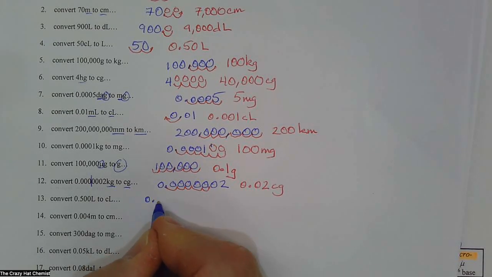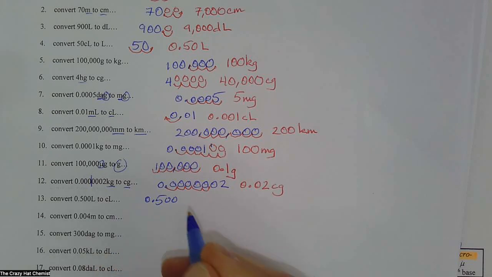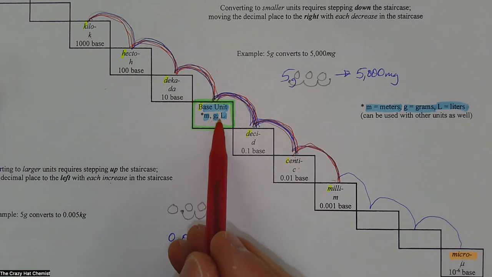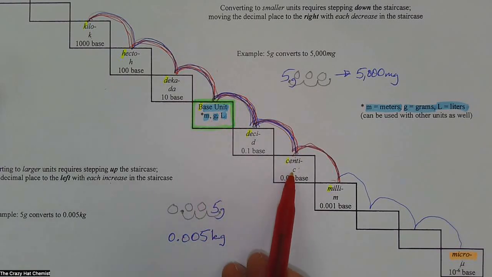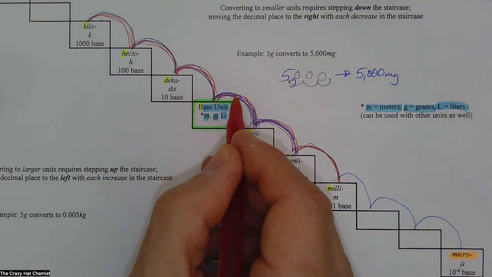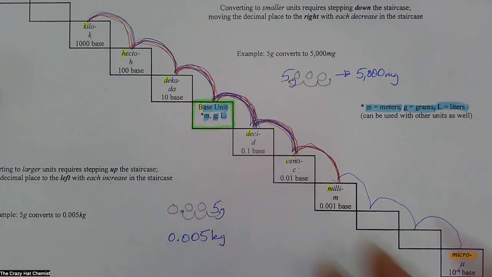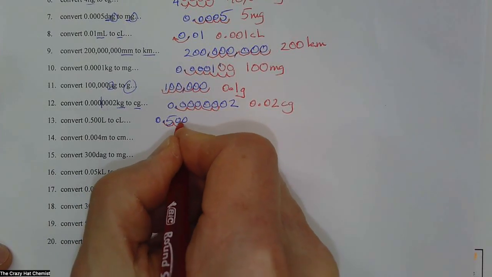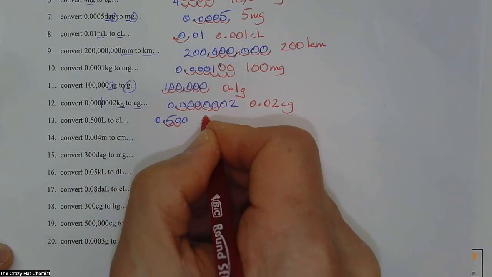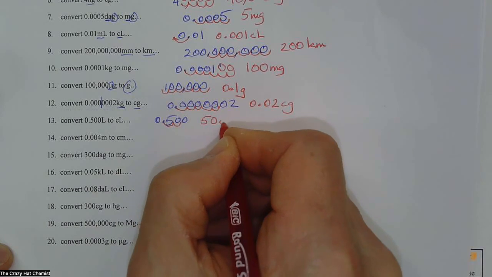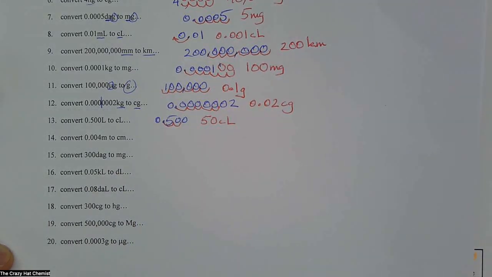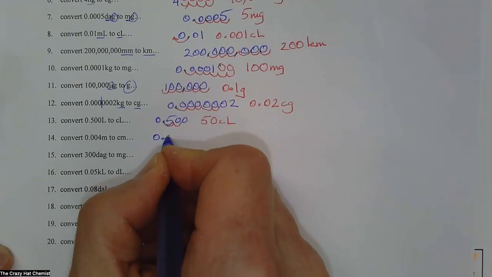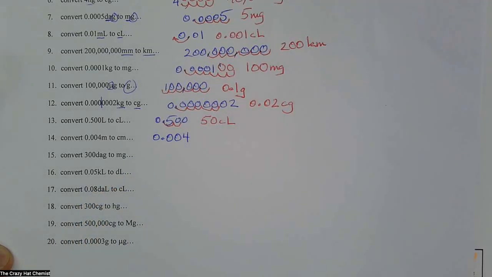That is 0.500 liters to centiliters. So we've got liters to centiliters. So we've got base unit of 1, 2 to the right. So let's do that. 1, 2 to the right. So that will be 50 centiliters. All right, you guys are on a roll. We are almost done, really. Not too bad here, hopefully.